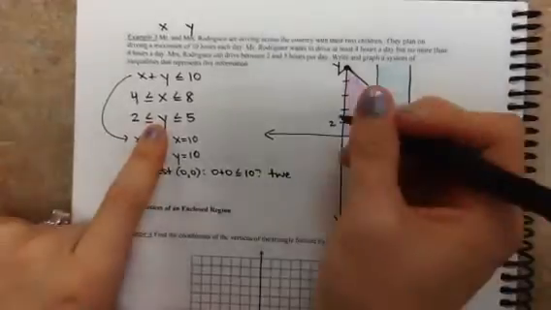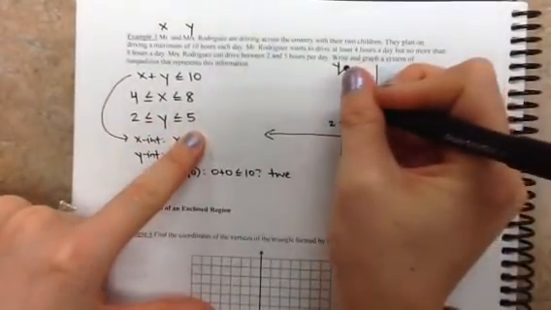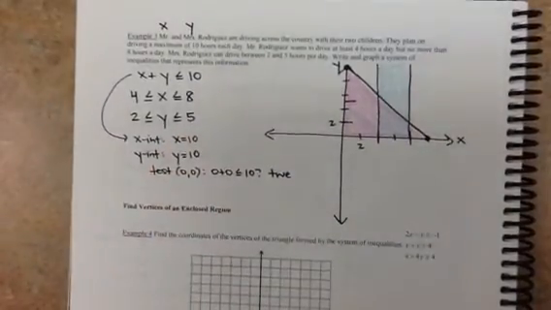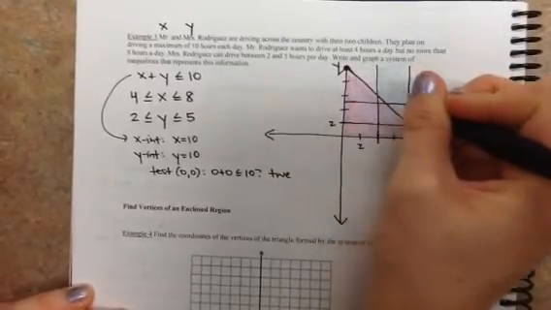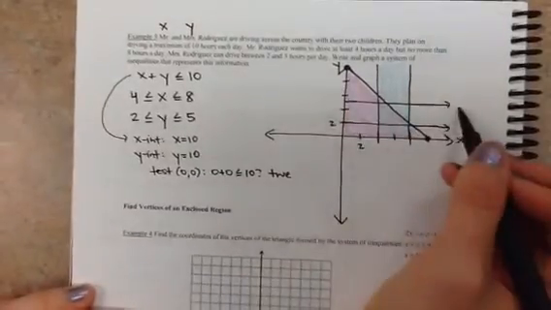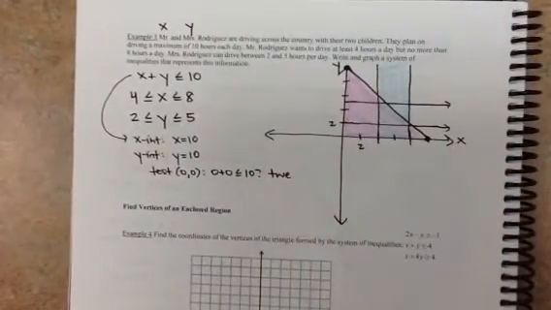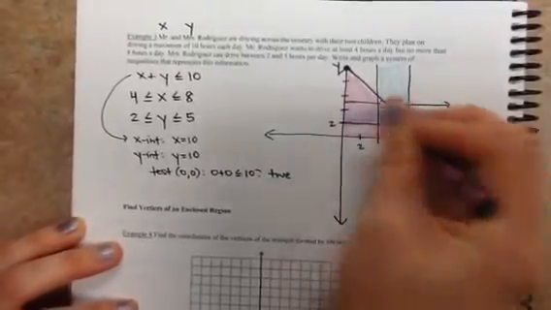So a y value of 2 is right here. A y value of 5 is right here between the 4 and 6. They're both going to be solid lines, and so let's extend out. So this marks what Mrs. Rodriguez will drive. So she is only going to drive between 2 hours and 5 hours, and that's just marking up the y-axis. So let's shade in what she's going to drive.